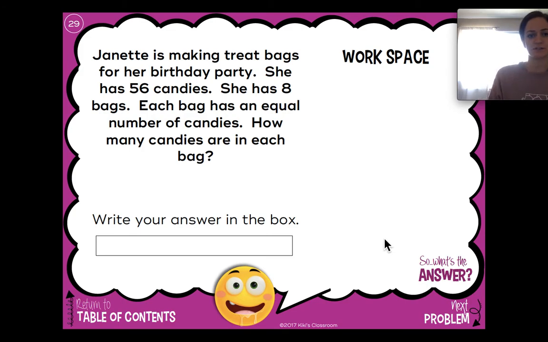All right, here's our next one. Janet is making treat bags for her birthday party. She has 56 pieces of candy. She has 8 bags. Each bag will have the same number of candies. How many candies are in each bag?